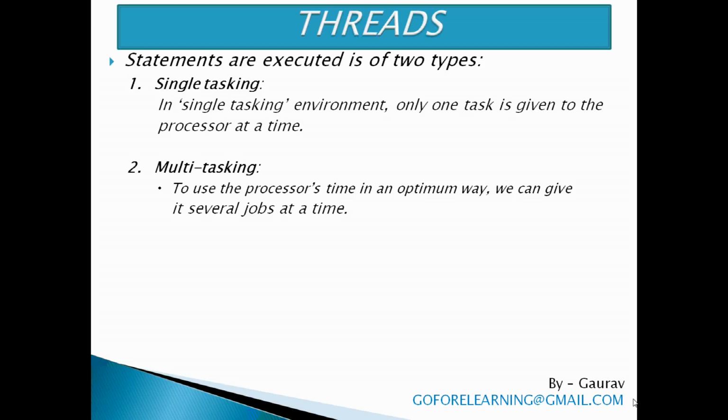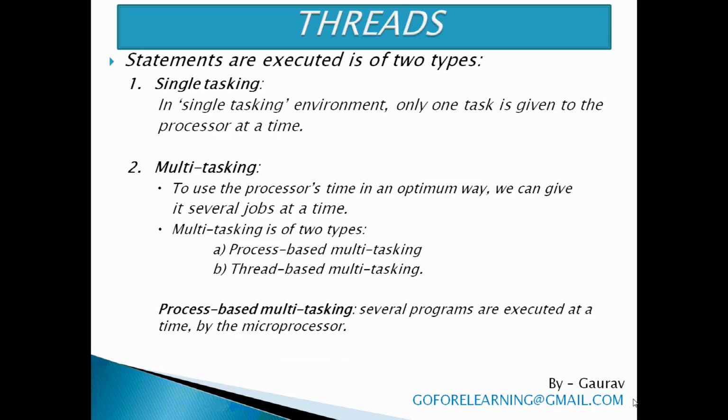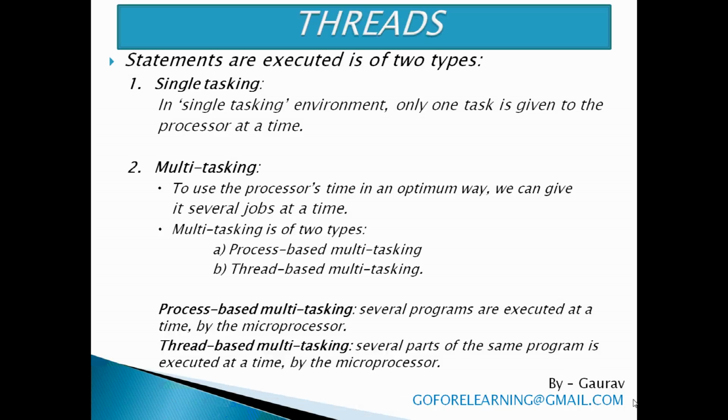The main advantage of multitasking is to use the processor time in a better way. We are engaging most of the processor time and it is not sitting idle. In this way, we can complete several tasks at a time and thus achieve good performance. Multitasking is of two types. First, processor-based multitasking and another one is thread-based multitasking. In processor-based multitasking, several programs are executed at a time by the microprocessor. In thread-based multitasking, several parts of the same program are executed at a time by the microprocessor.